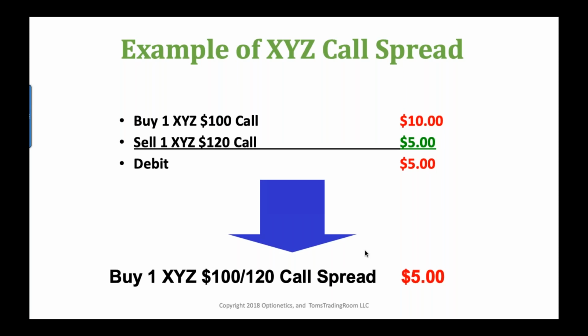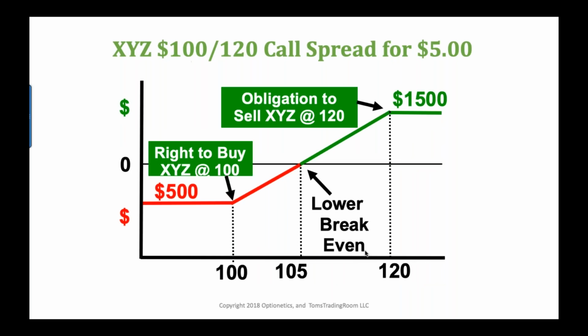So for instance, we'd be looking at buying the XYZ 100, 120 call spread and paying 5. If we paid 10 for the 100 call, but we took in 5 for the 120, now we have a debit of 5 points, right?